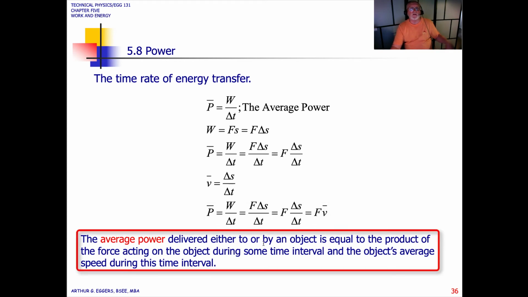So the average power delivered either to or by an object is equal to the product of the force acting on the object during some time interval and the object's average speed during this time interval.